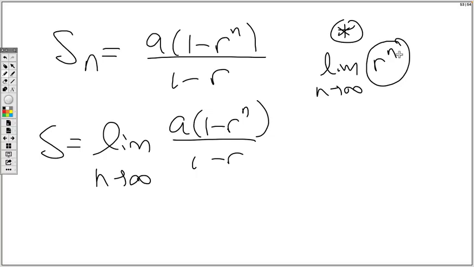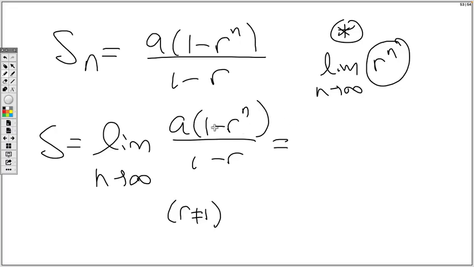If it's between 0 and 1, then it just goes to 0 on its own. If it's between -1 and 0, then it's just going to oscillate, but it's going to get closer to 0. We did the squeeze theorem on that. Okay? So once again, we're assuming that r isn't 1 here.